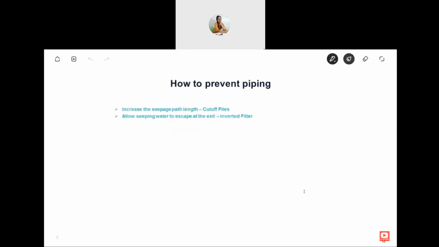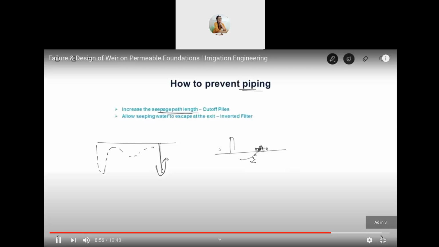So how to prevent this piping failure? One is you can increase the seepage path, so that at the exit there is less gradient. That can be done with the help of downstream cutoff piles, so the water has to go through. And also you can provide something called an inverted filter. At the downstream, if you provide an inverted filter, it is like you provide some drainage for the seepage water to escape, so that it doesn't cause the soil particles to dislodge. So that is one way of preventing piping. The main idea is to increase the seepage path length.